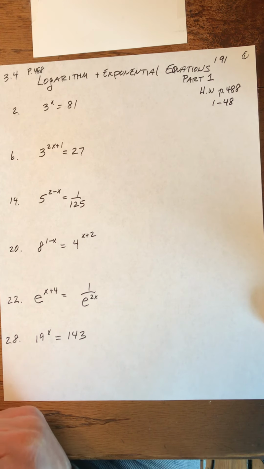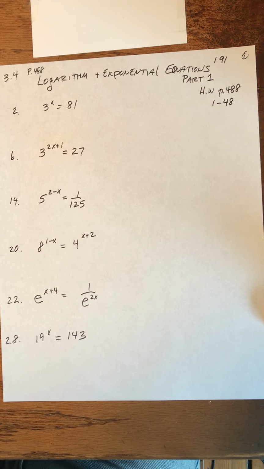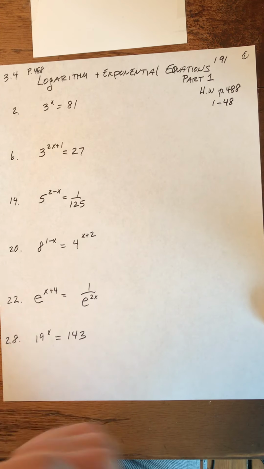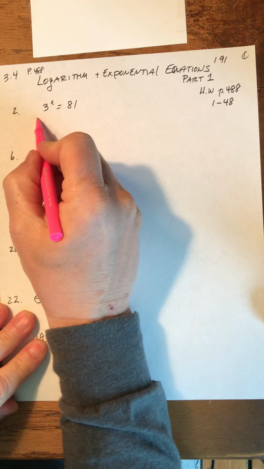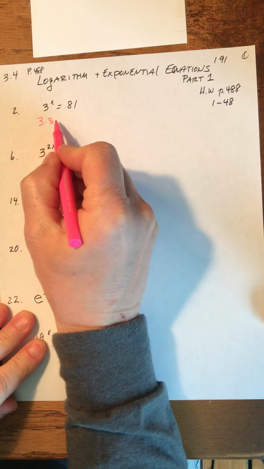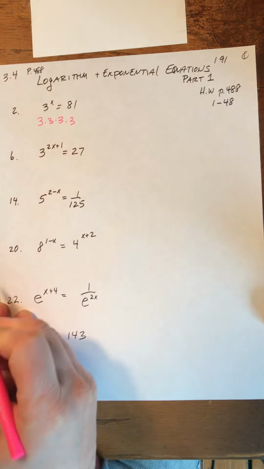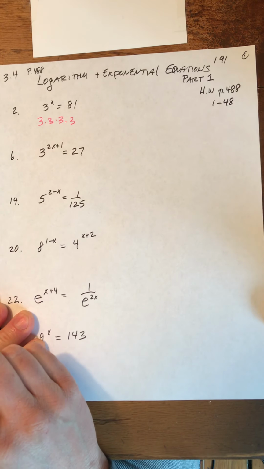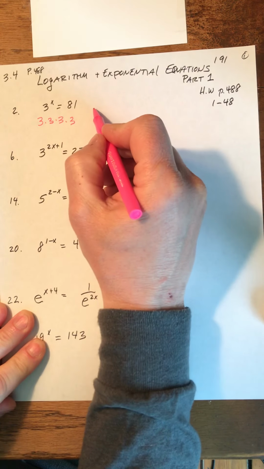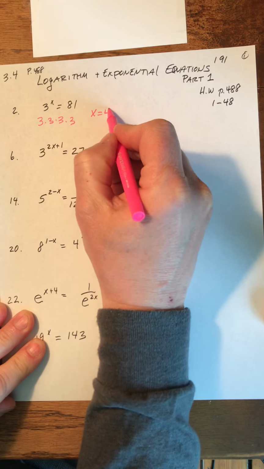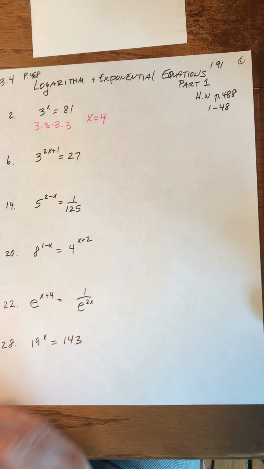Number 2, this one is just asking 3 to what power is 81. Now there's a couple ways to do this. You can just count and see how many 3's make an 81. We go 3 times 3, that's 9, times another 3, that's 27, times another 3, 27 times 3 is 81. So our answer for this one would be x equals 4. That's one way to do it.